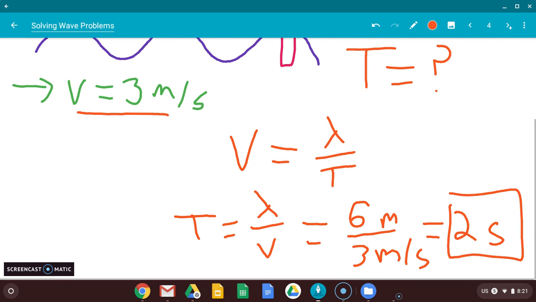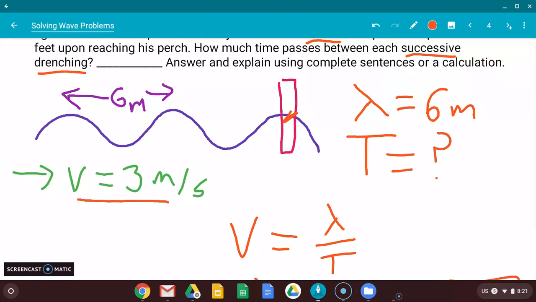So basically, if we look back at the diagram, Wilbert on this perch right here is going to get splashed every 2 seconds, because every 2 seconds a cycle will reach there, and it will go through a full cycle and get there from the one crest to the next, as long as we're assuming this wave stays consistent, which we are supposed to assume.